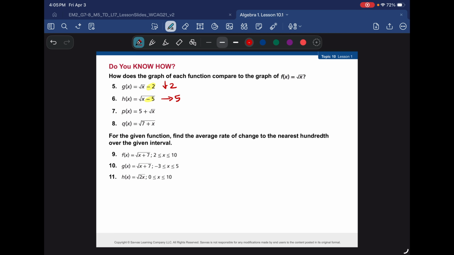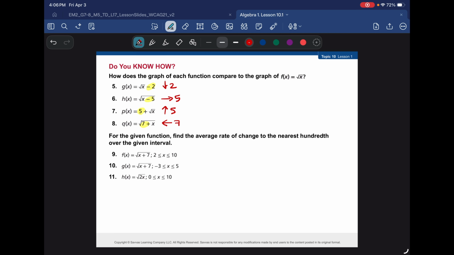For p of x, it's just in a different place, but the change is happening outside of the parentheses, or the change is happening to the output. So I have shifted the graph up. That is a positive 5. So I have shifted the graph up 5. And for q of x, again, it's just changing the order. It doesn't matter. The change is happening inside the parentheses. So this is a horizontal translation. And since it's a positive 7, that means I have shifted the graph 7 units to the left.